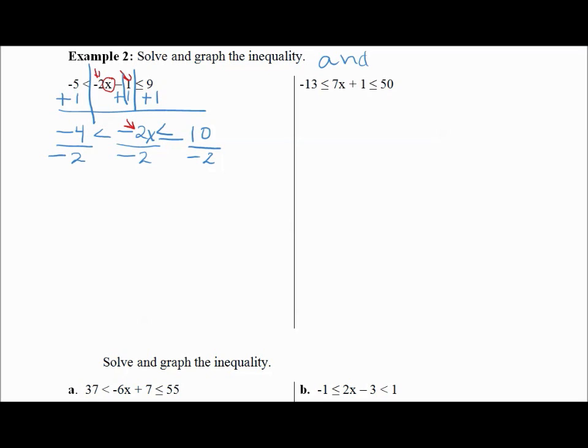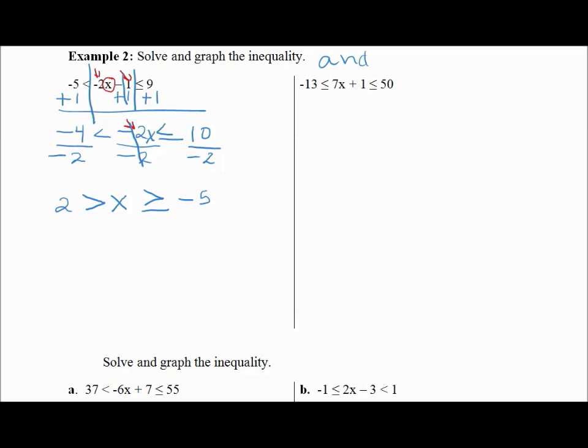I'm dividing. -4 divided by -2 is a +2. Remember, when you're dividing by a negative, you have to reverse your symbol. Don't forget that rule. The middle section, the -2's cancel out. I'll bring down my x. And then on the right, I'm dividing 10 divided by a -2. Once again, I'm dividing by a negative, so I have to reverse my symbol. And 10 divided by -2 leaves me with a -5.